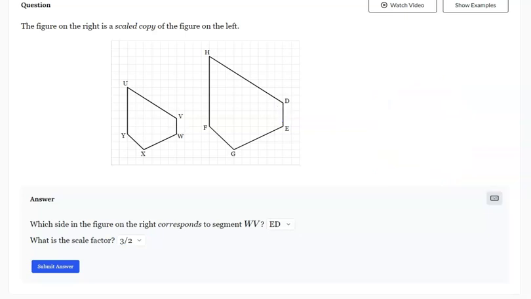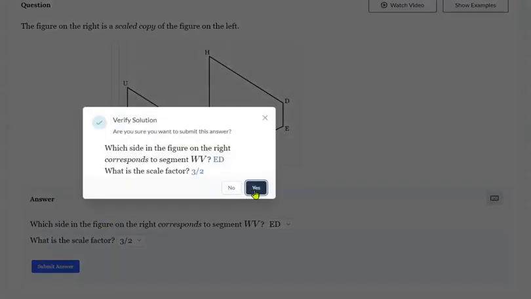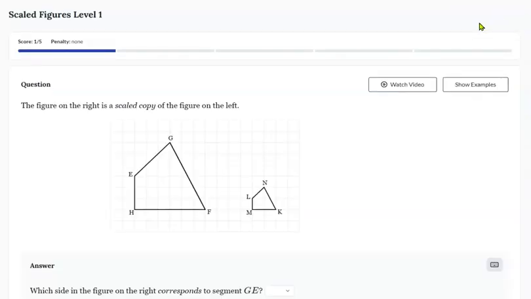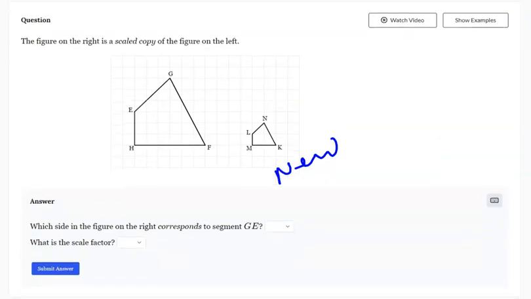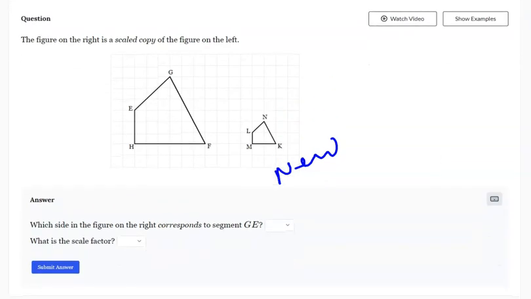Remember, new over old. New length over old length. So you got to make sure you know which one is the new one. Figure on the right is the new one. And first, we're going to find out which side they're talking about. So they have GE, that's G to E. That would be N to L.